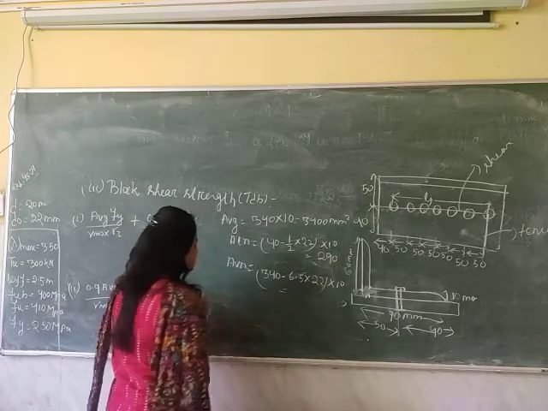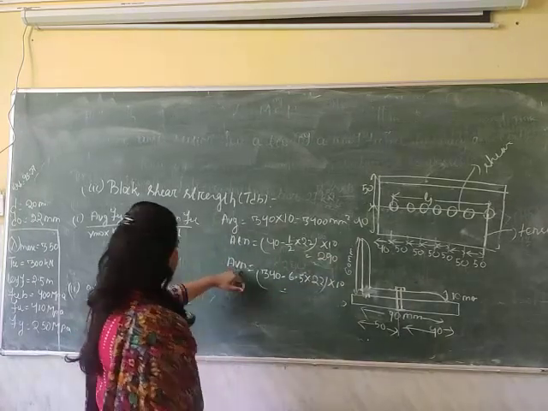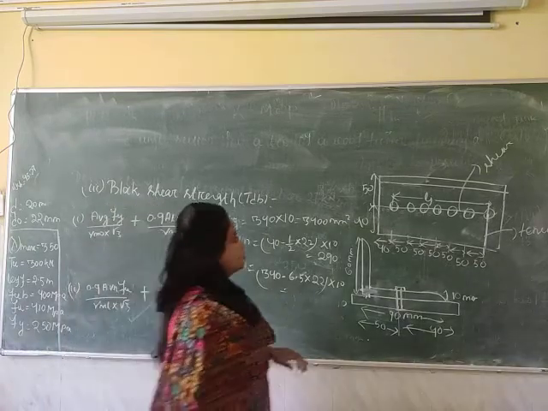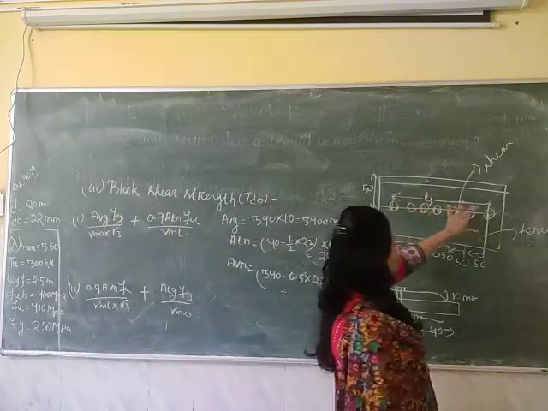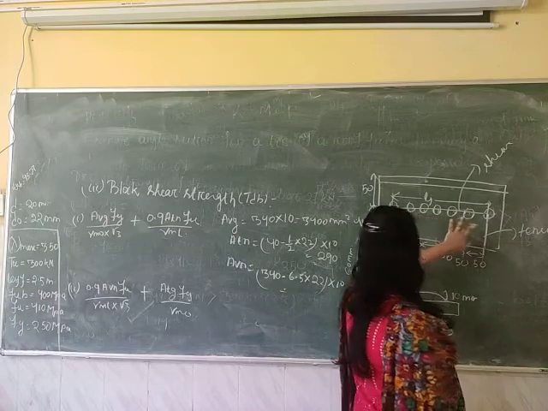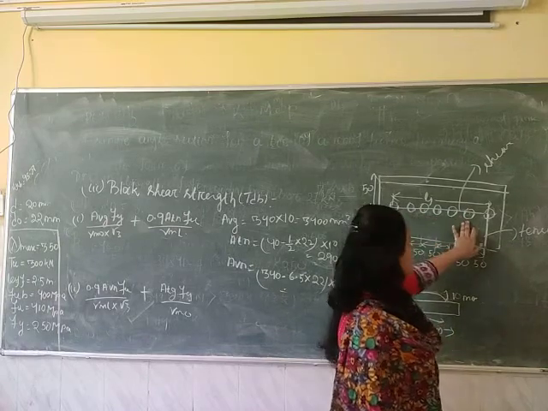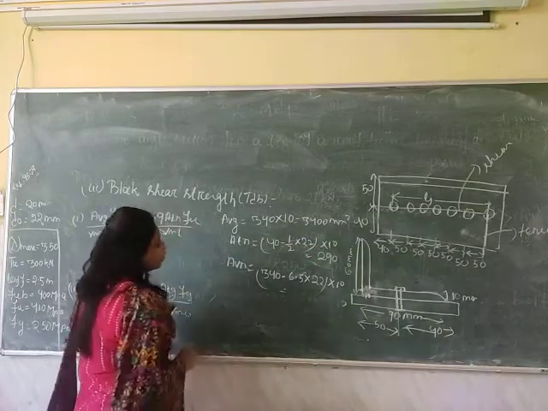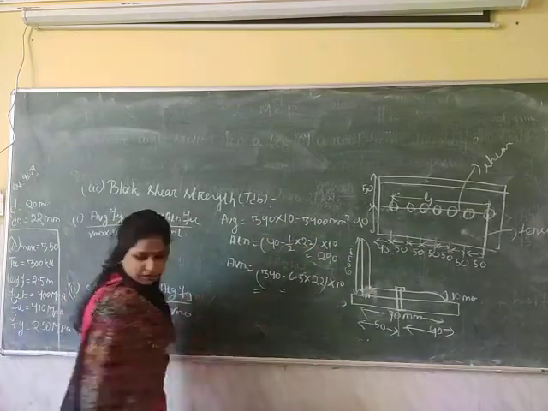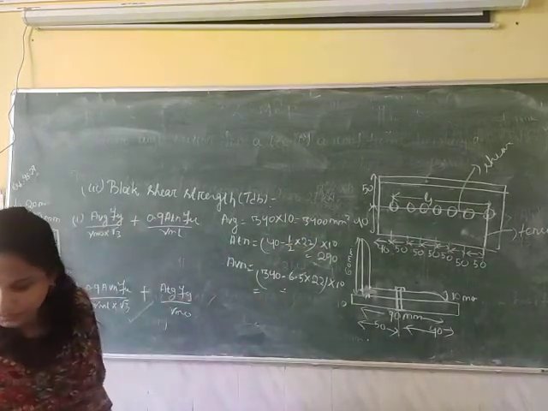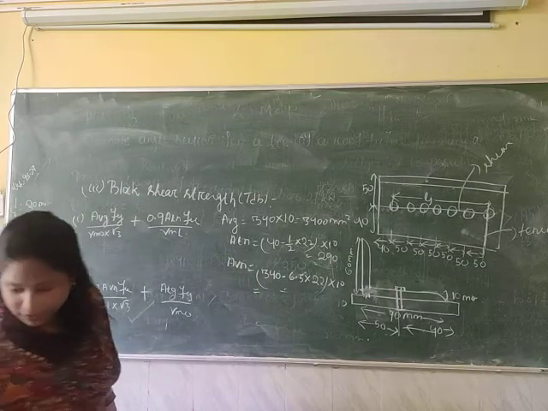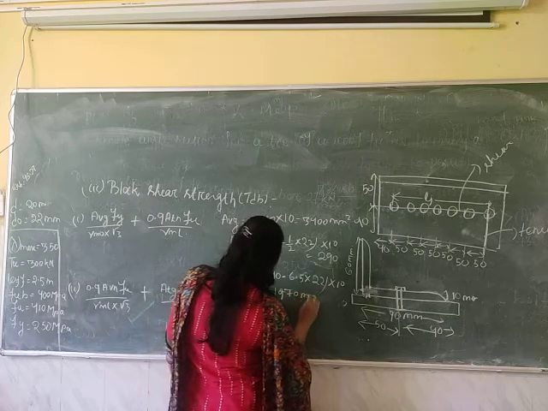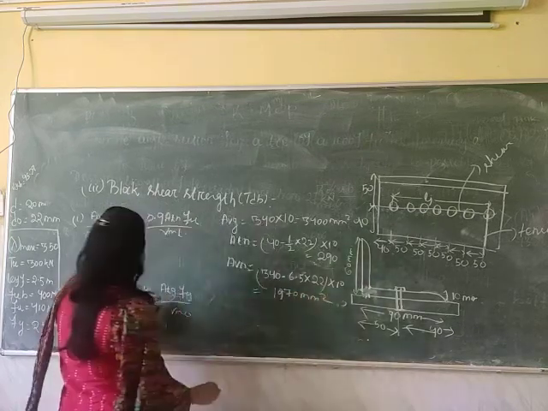Okay. So as here we need to calculate the net area, that means we have to deduct the bolt hole diameters. So here 6 complete bolt hole diameters are coming, and half of the bolt hole diameter is coming. So 6.5 into 22. Okay. So this is coming 1970 mm square. The next is ATC.